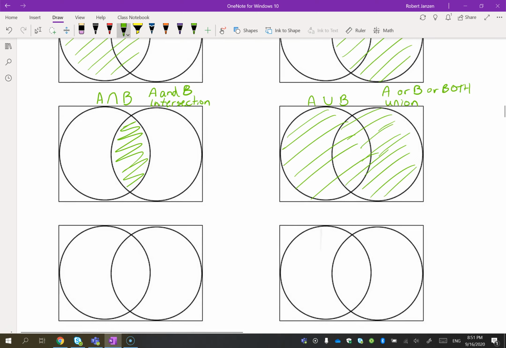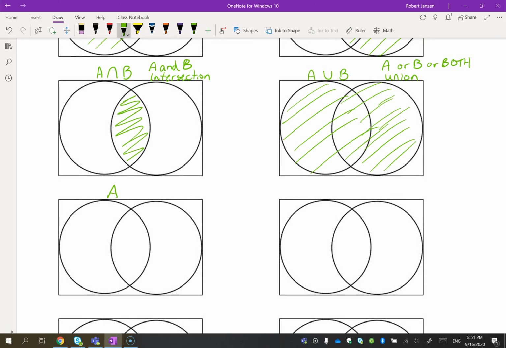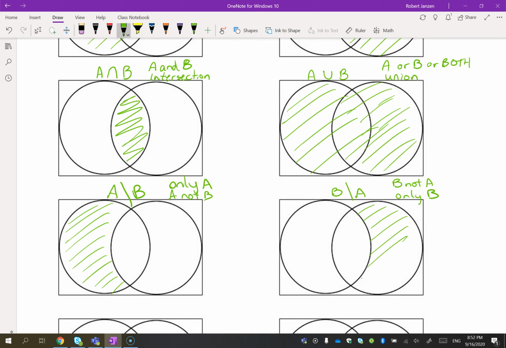Here's another new notation. A not B means only A. So what does that look like? We have A, but it can't have anything to do with B, so it's just this part of A. You guys try this. What's B not A? So only B. What does that look like? That's going to be like so.